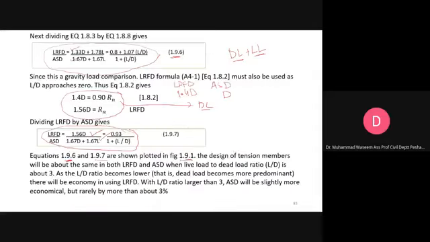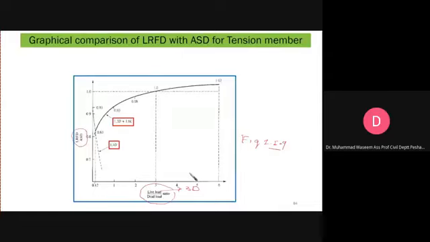So the design of tension members will be the same in both LRFD and ASD for the case where the live load to dead load ratio is 3. What it is stating is that if we consider a tension member subjected to live load and dead load, and the live load is equal to 3 times the dead load, the design made by LRFD and ASD will give you the same cross section, same design, similar design. And this is evident by looking at this graph.